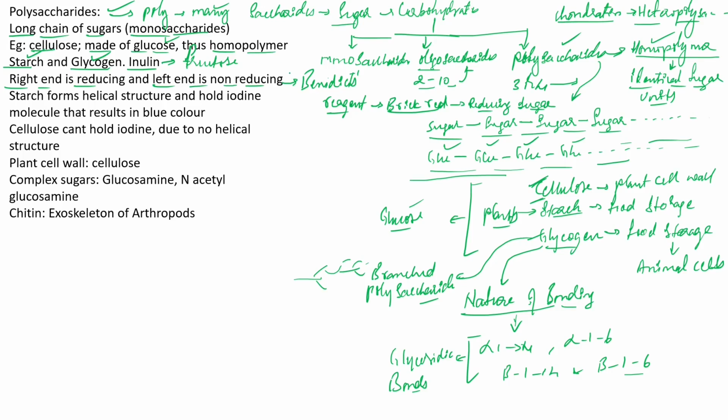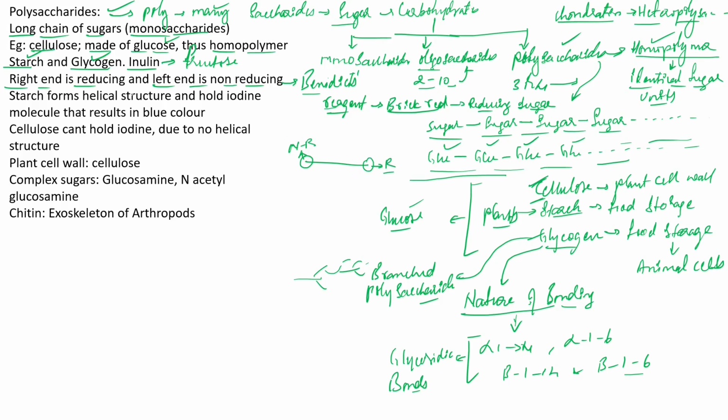It is mainly because Benedict's reagent reduces that particular sugar, whatever sugar you are testing. So there are reducing sugars and non-reducing sugars. For example, glucose is an example of a reducing sugar. Starch is also an example of a reducing sugar. Remember that. If you consider the chain of a polysaccharide, the left end is a non-reducing part, and the right end is the reducing part.